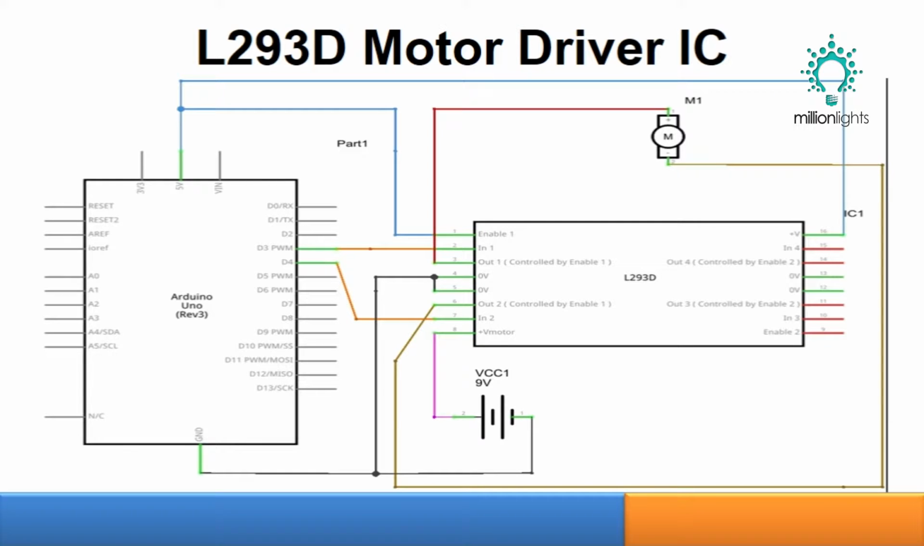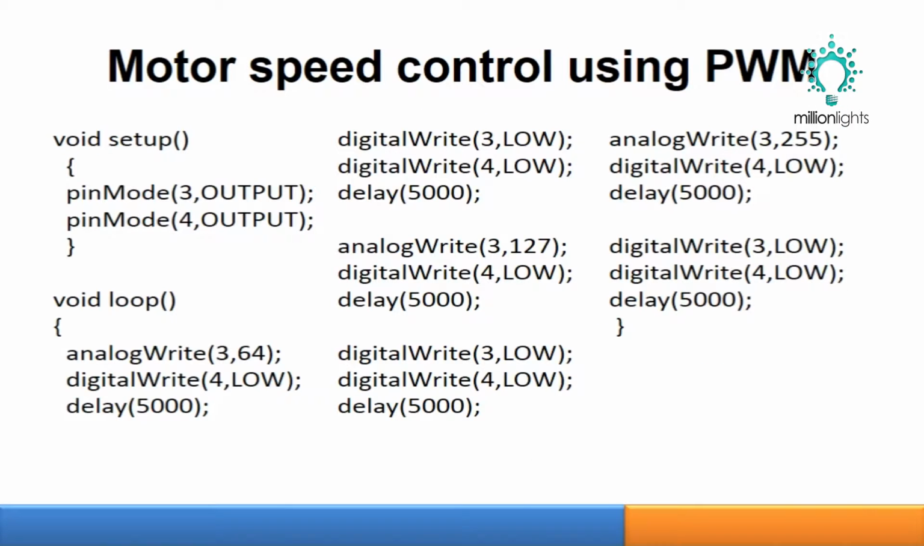If you take a look at this presentation, you can see the same thing is used: a 9 volt battery is used, we have changed the motor, we have taken a motor with higher RPM, and all the rest of the connections are the same. So now let us talk about the code.